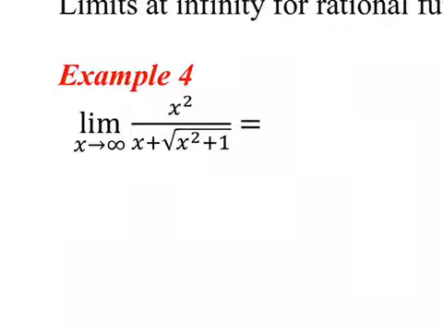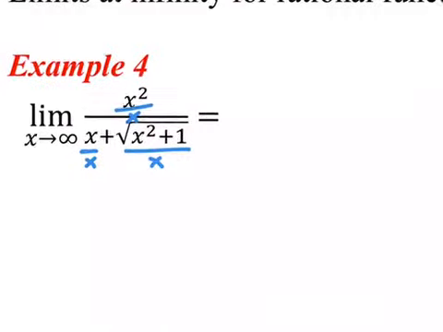Okay, the degree is not 2. The degree is actually just 1. Why? Because the square root, right? The square root of x squared is actually x. So what I'm going to go ahead and do is divide everything in the bottom by x. And that means I'm going to divide this by x as well.